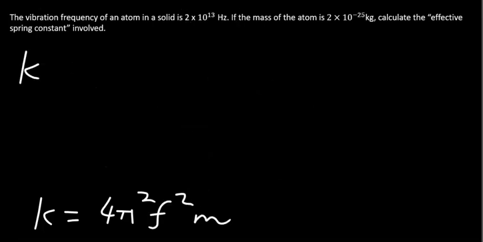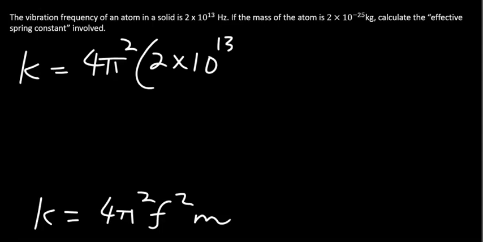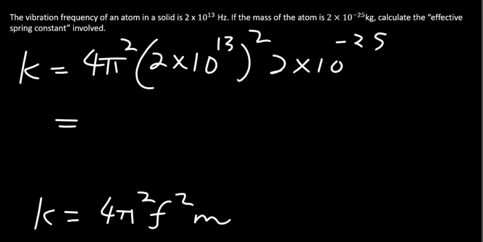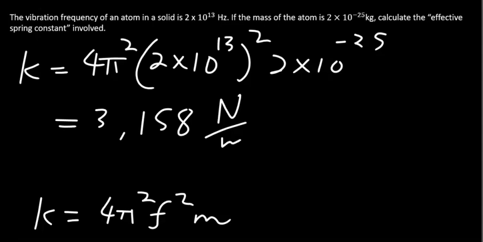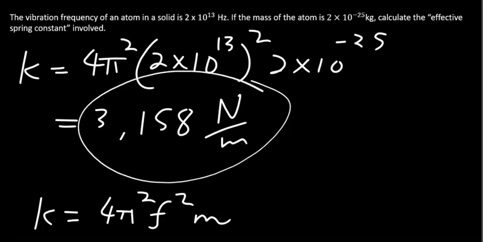Let's substitute the numbers. 4 pi squared, f is 2 times 10 to the power 13 Hertz. Don't forget to square that. The mass is 2 times 10 to the power minus 25 kg. And that's going to give you 3,158 Newton per meter. And that's the answer.